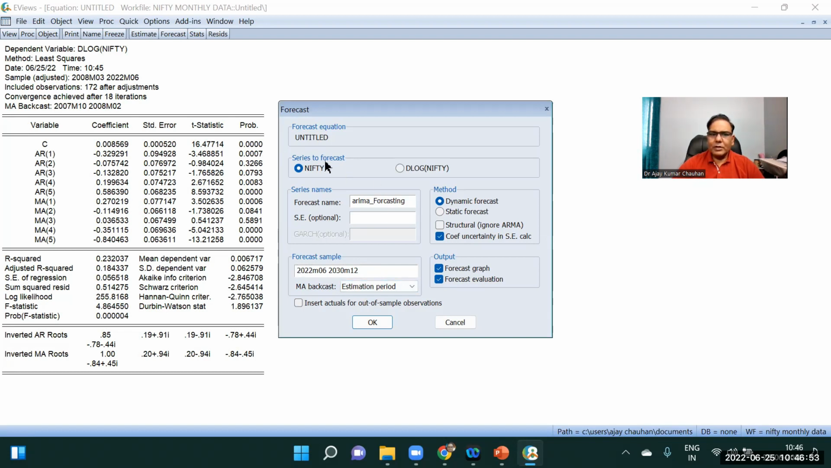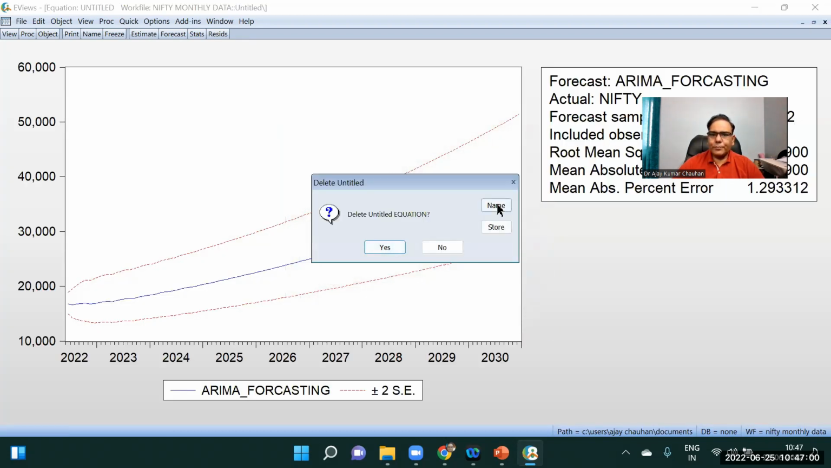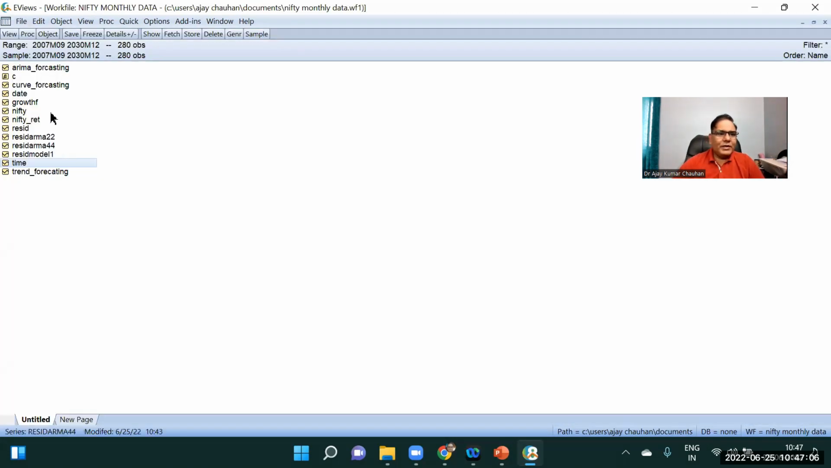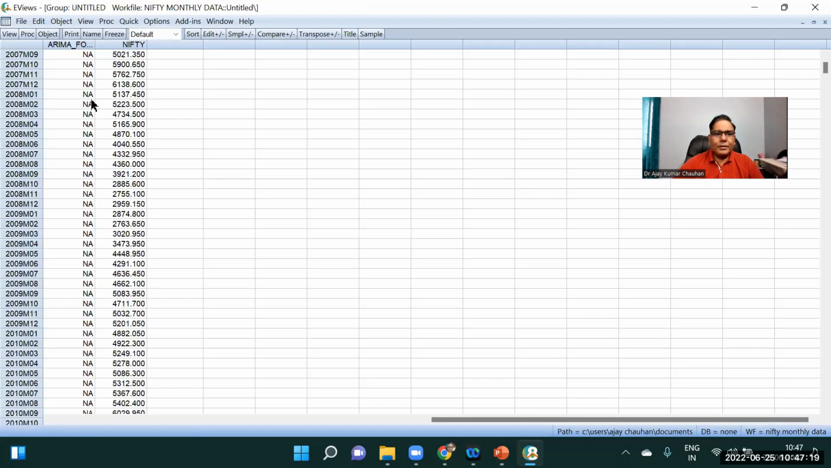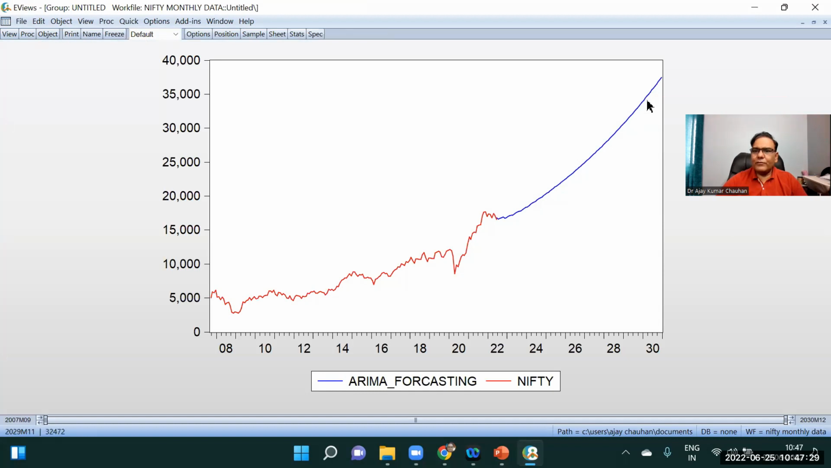Okay. And now I want to show you the forecasted values. So we are having the ARIMA forecasting now. This is ARIMA forecasting. This is Nifty. And we can go for open as a group. Let's make the graph. So this is the value. These are the possible values of Nifty in the next 8 years. So according to the ARIMA forecasting, it will cross 35,000. It will cross 35,000 in value after 8 years.